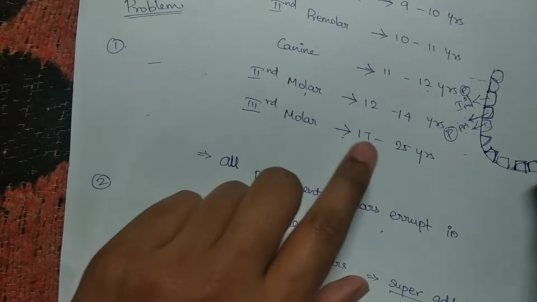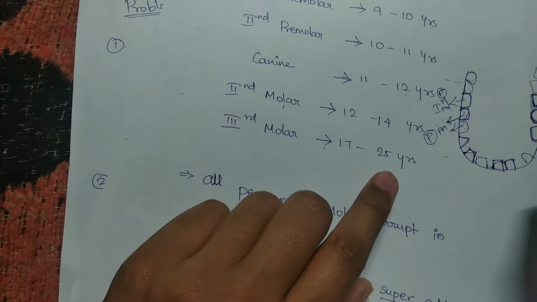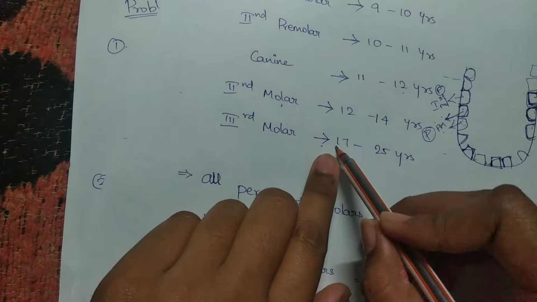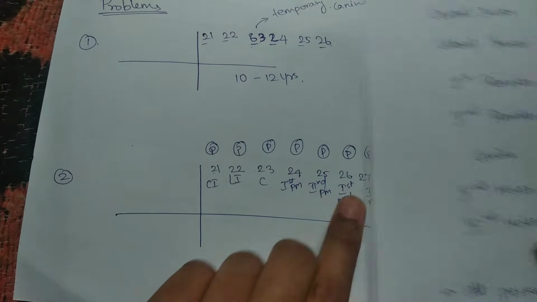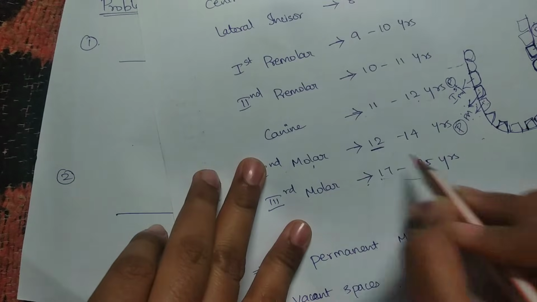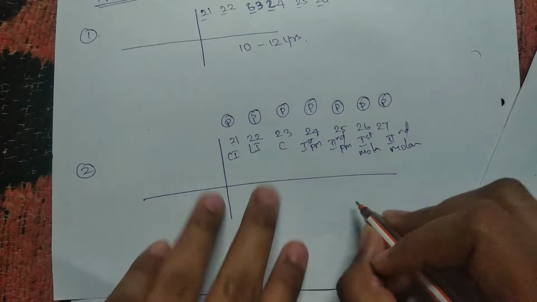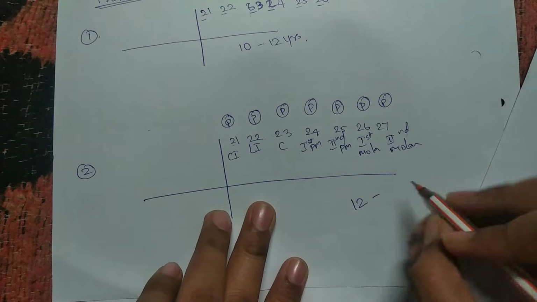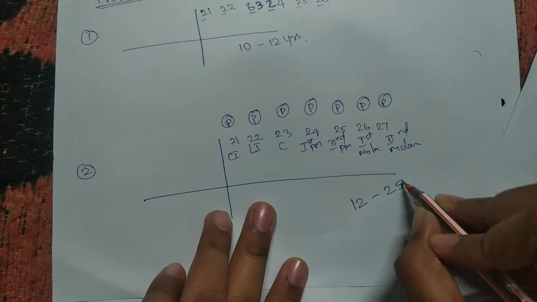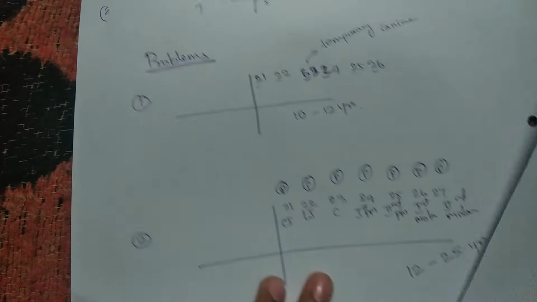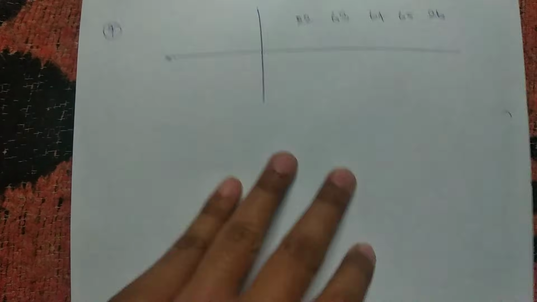The third permanent molar will arise at an age of 12 to 25 years. Here only the second molar has erupted. So the age will be from minimum to maximum, in a range of 12 to 25 years. And coming to the third question.